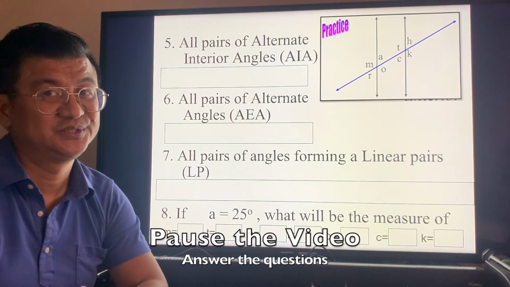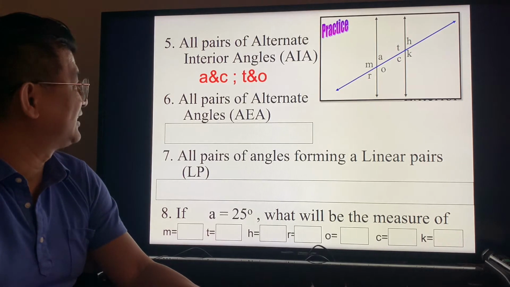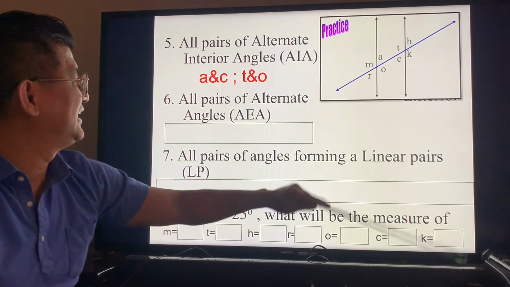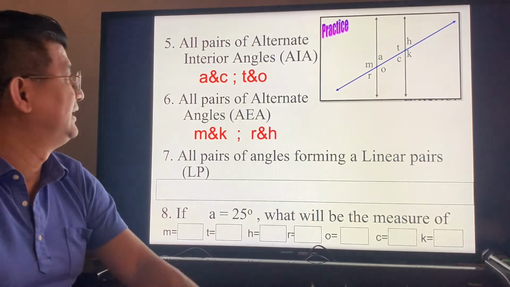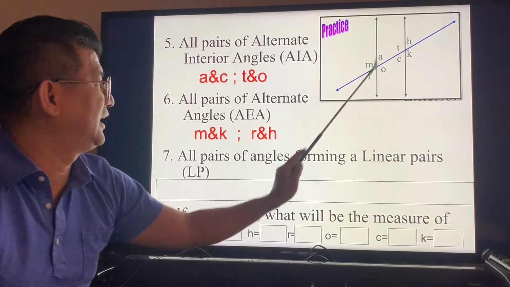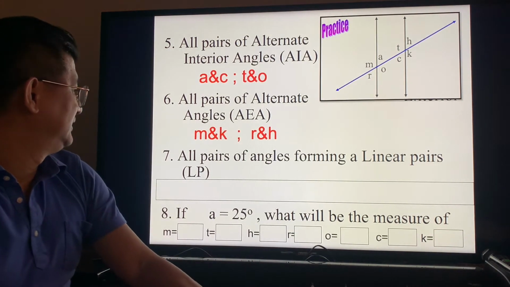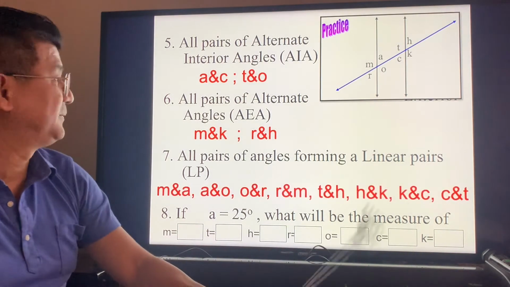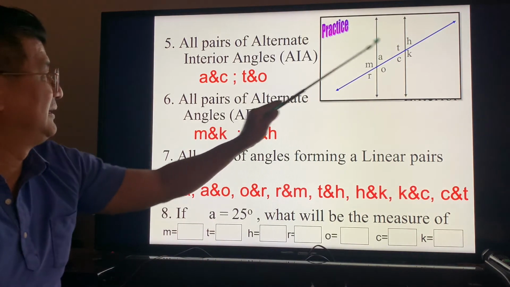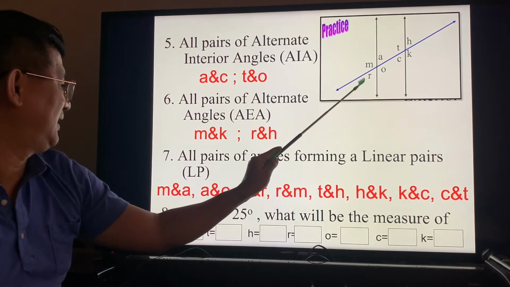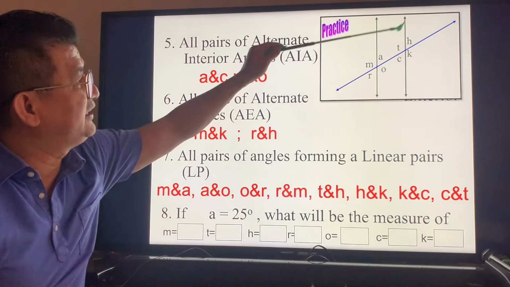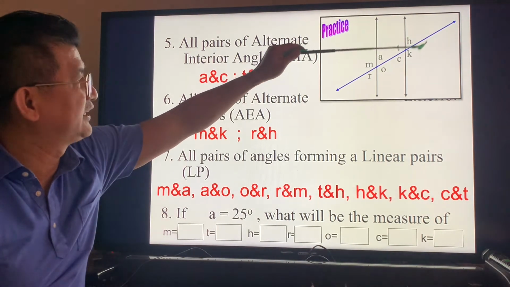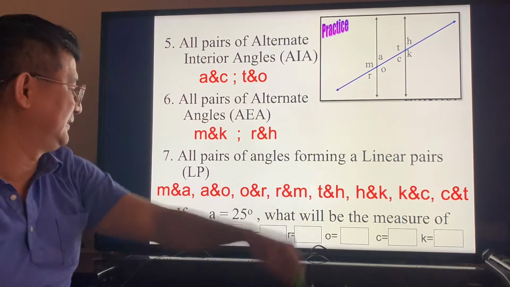Pause. Alternate interior angles are A, C and T, O. Alternate exterior angles are M, K and R, H. Linear pairs are MA, AO, OR, and RM. On the other side, you have TH, HK, KC, and CT.